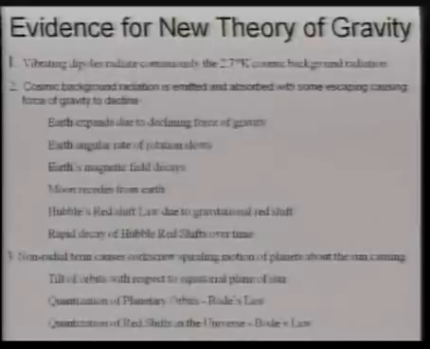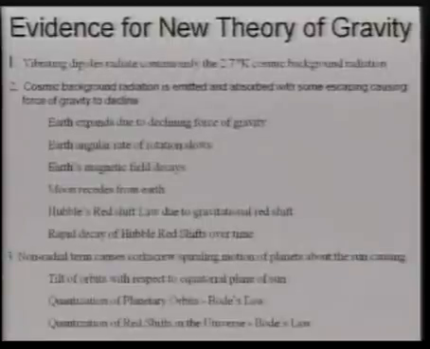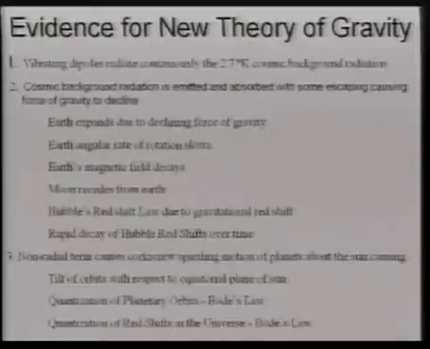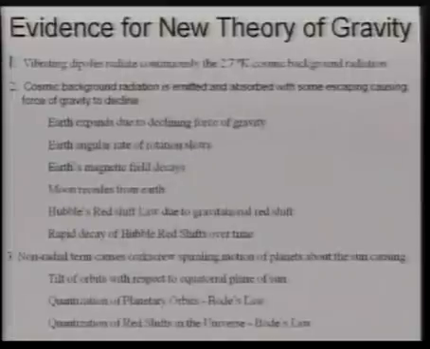Okay, so now we want to look at evidence for this new theory of gravity. So this is a kind of a summary one, then we'll go through each of these items. Vibrating dipoles, the source of the force of gravity, have to radiate continuously. We're going to prove that the radiation is fully compatible with the 2.7 degree Kelvin cosmic background radiation. By fully compatible, I have to show that it's within the range and distribution that it could be for the physical situation.